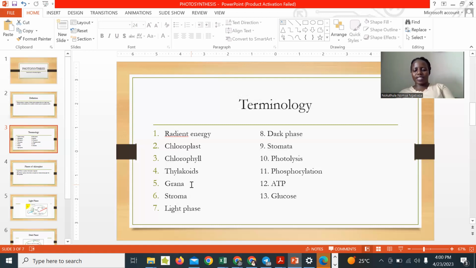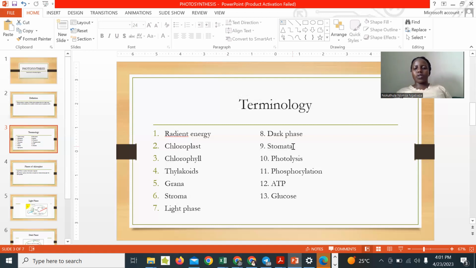So what happens, guys, is that the dark phase doesn't require light in order for it to function. But one thing that you have to take note of is that it is going to occur during the light phase so that it can form the product that it needs. And those products are your glucose. So glucose is formed in the dark phase, which does not require light in order for it to be produced, but it occurs during the light phase.